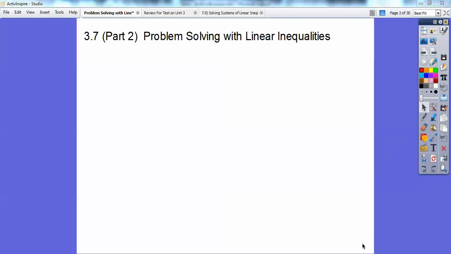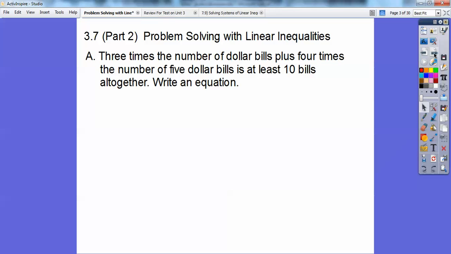Hey folks, this lesson is problem solving with linear inequalities. I did not put this on the review for the test because I ran out of room on that, so it's going to reference back to this lesson here. You're going to have some of this on your test, which is in a couple of days from now.